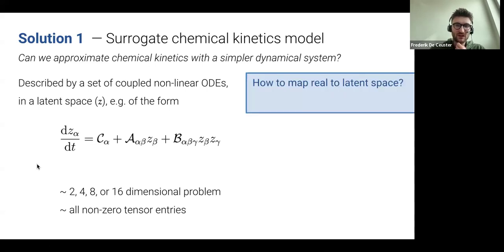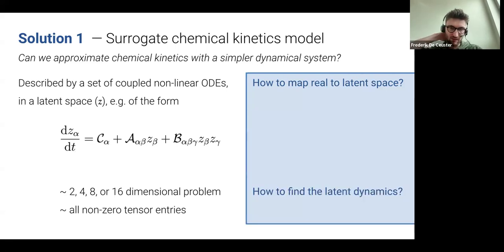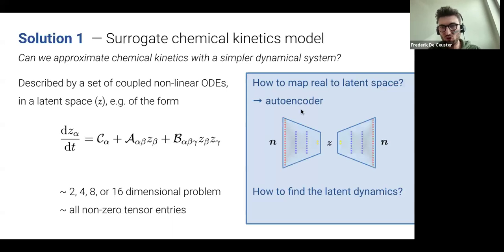Good. But then the question is, of course, how do we map our 500-dimensional dynamical system to this smaller reduced system? How do we map this to the latent space? Another question is, how do we then find the latent dynamics? So how do we find the corresponding coefficients C, A, and B that actually represent the chemical kinetics that we want to model? So to do the mapping to the latent space, we don't use anything special. It's just an autoencoder where you have an encoding and a decoding network. It's just 3 or 4 layers. It's actually quite small, and it works very nicely.